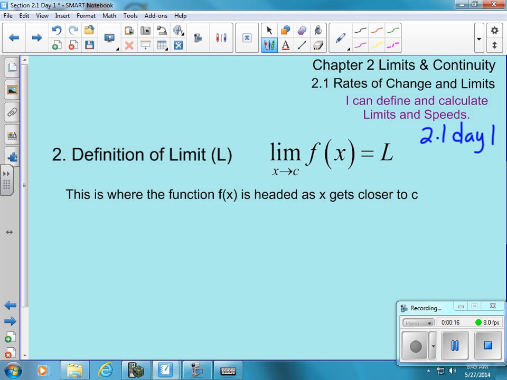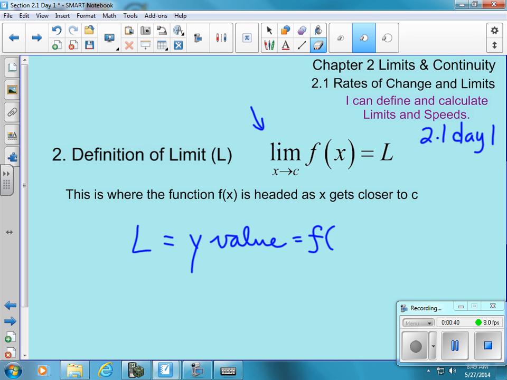Limits are defined using this notation, which you see here. The limit as x goes to some number c of a function equals L. L equals the y value, the function value, f at c, is the limit. So always keep in mind the limit is the y value, or the function value, when x goes toward that number.